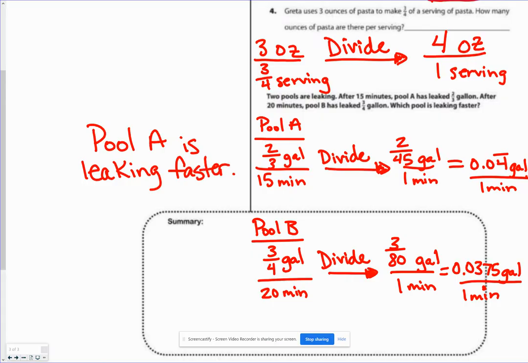All right, reminder, to convert rates to unit rates, you are going to divide. Lots of dividing today.